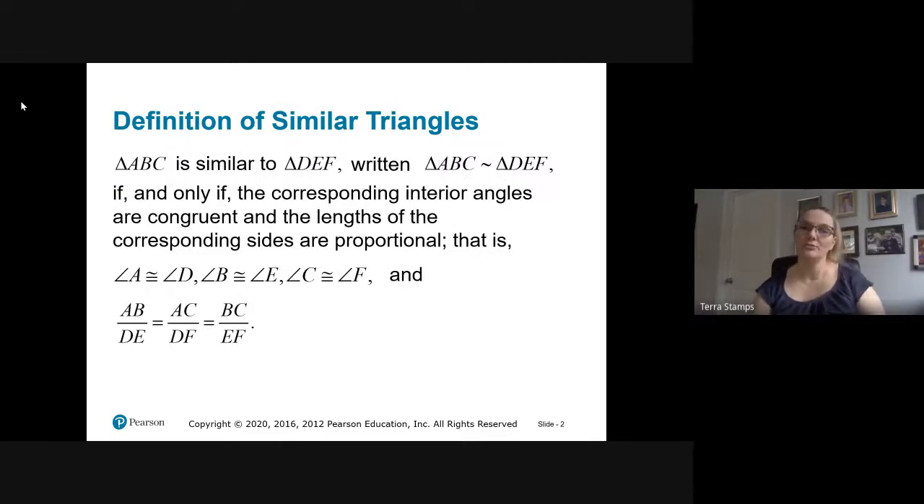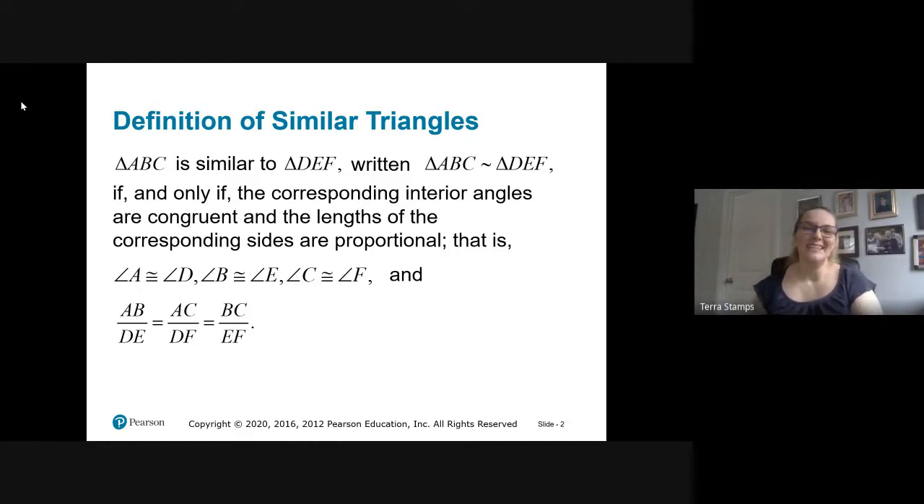So similar triangles are different from congruent in that they're not necessarily the same size. They're the same shape. They may be the same size. If they are, they happen to be congruent. So if you're congruent, you're automatically similar. But if you're similar, you're not automatically congruent. You might be, you might not be. Okay. So we write similar with a little kind of symbol there. I'm sure that has a fancy name.